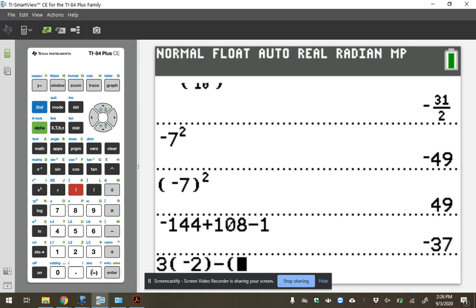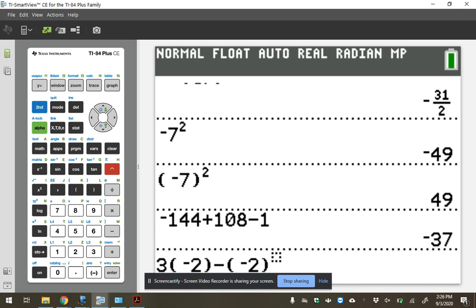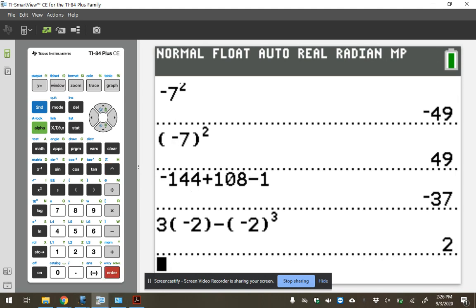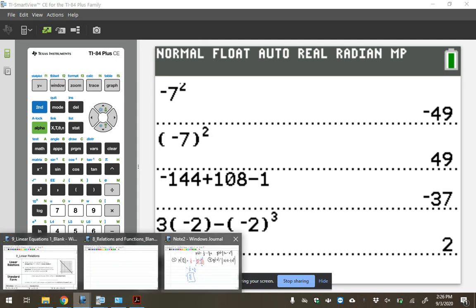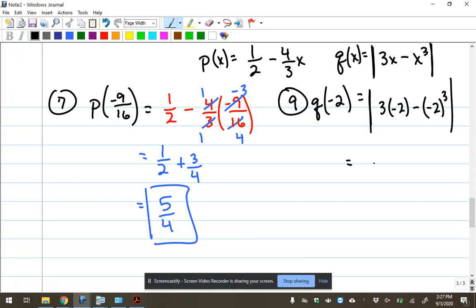minus, parentheses, negative 2. And then to get the third power with the graphing calculator, over here right above the division symbol is the caret symbol. That's an exponent. So when I hit that button, it puts me to an exponent, and I need a 3. And I'm just going to hit enter, and it works that out to be 2. So absolute value of 2. What's the absolute value of 2? 2. And there we're done.